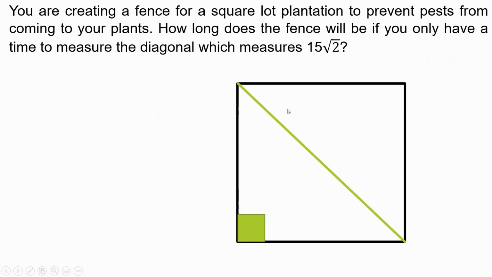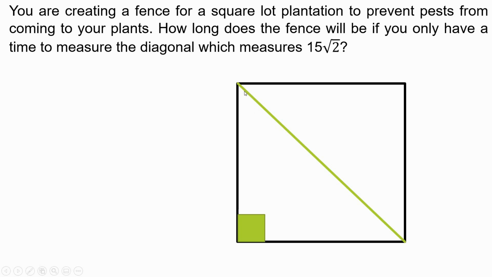For the second problem naman, so in this situation, you are creating a fence for a square lot plantation to prevent pests from coming to your plants. Okay, so that would mean ito yung fence, yung mismong side ng square mo. Okay? So, you just need to cover it up. So, the question is, how long does the fence will be if you only have a time to measure the diagonal, which measures 15 square root of 2?